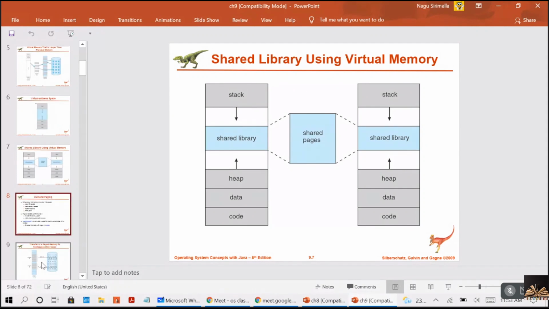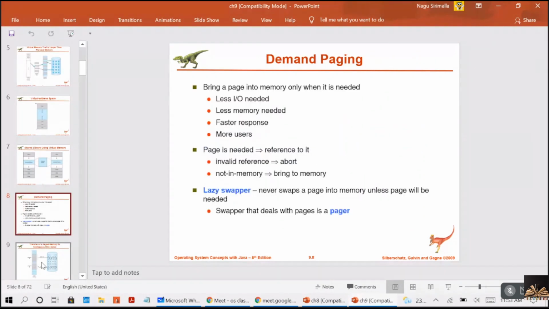What do you mean by demand paging? See, bring a page into the memory only when it is needed. Whenever there is a need, only then you have to bring the page into the actual main memory. So the advantages here are less IO needed, less memory needed, faster response and more users. If you are using this demand paging concept, you are having these advantages, right? So when the CPU is asking for a page, it references it, and checks if it is available in the main memory. If the reference is invalid, it can be aborted.